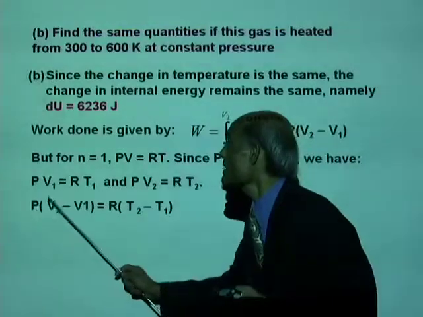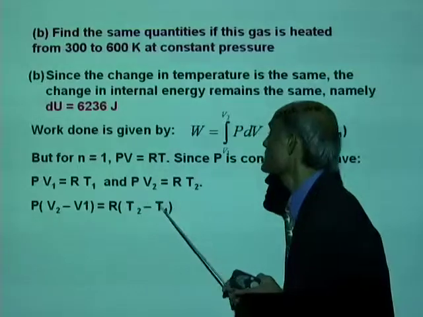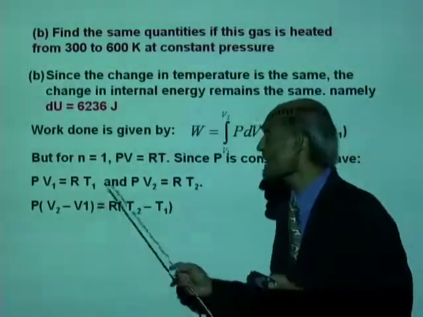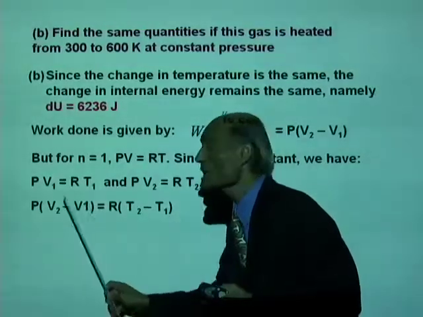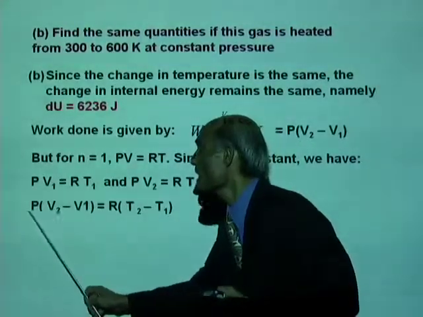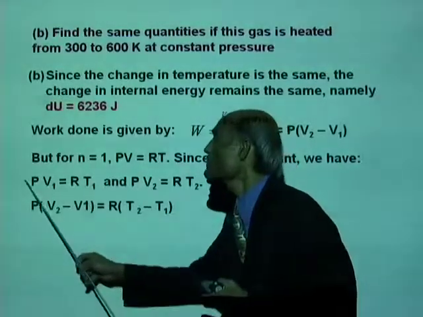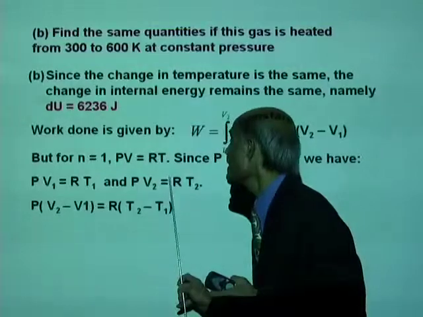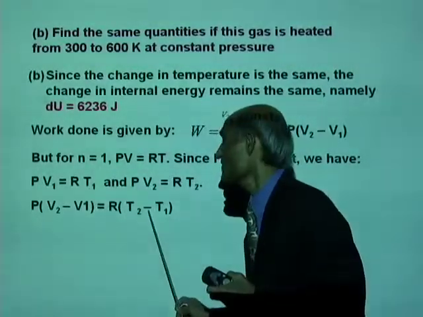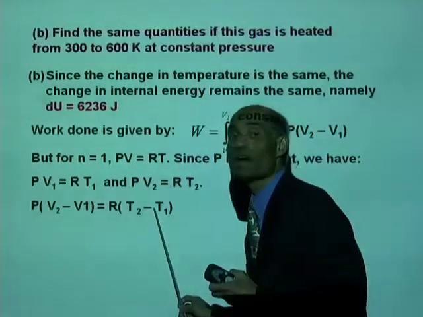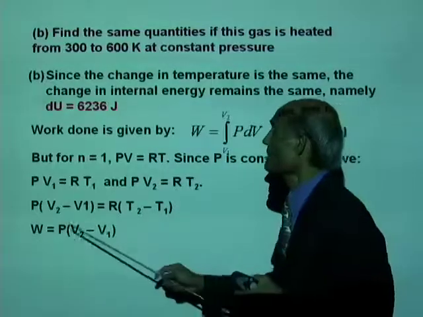P times (V2 minus V1) equals R times (T2 minus T1). Did you understand that? Look at this. P times (V2 minus V1) means PV2 minus PV1, and PV2 minus PV1 is RT2 minus RT1. That's what we have here: R times (T2 minus T1). Now, you know these quantities.